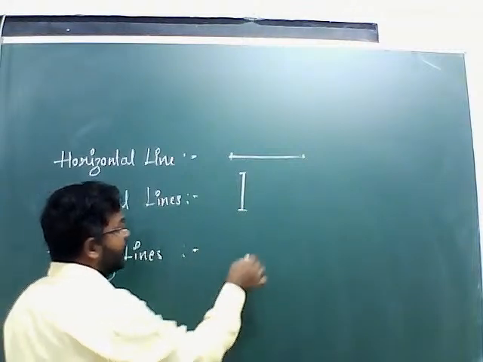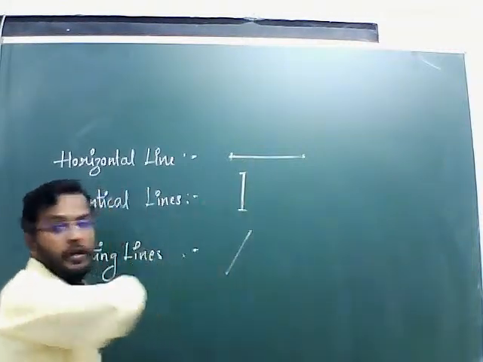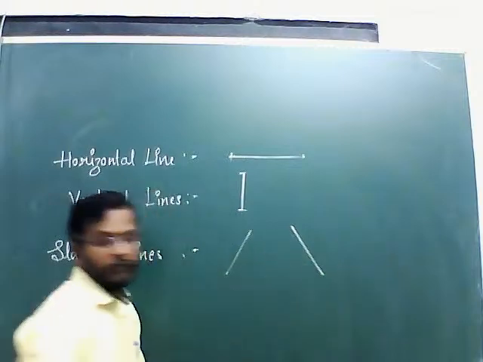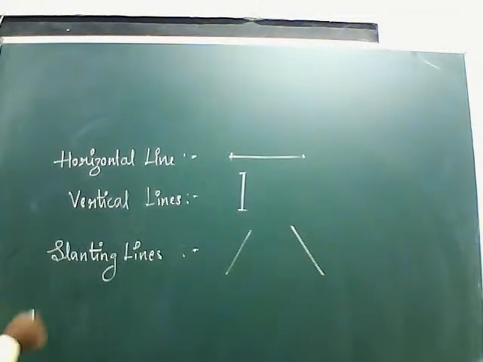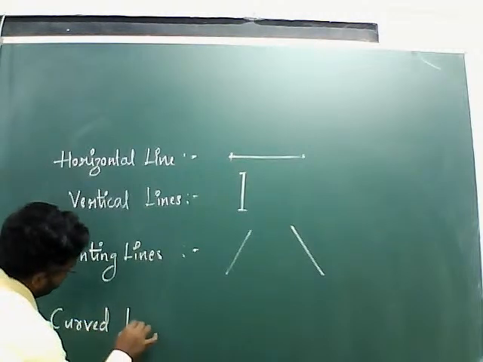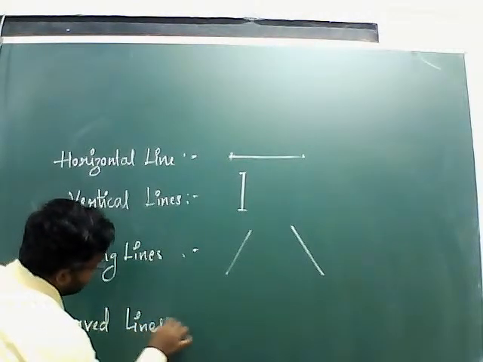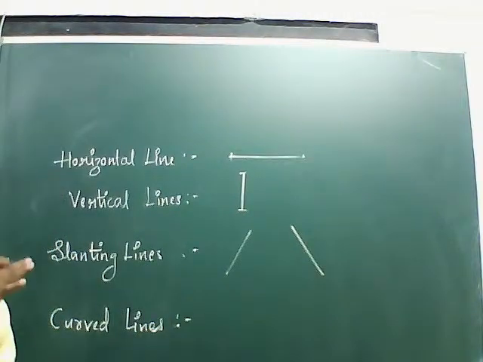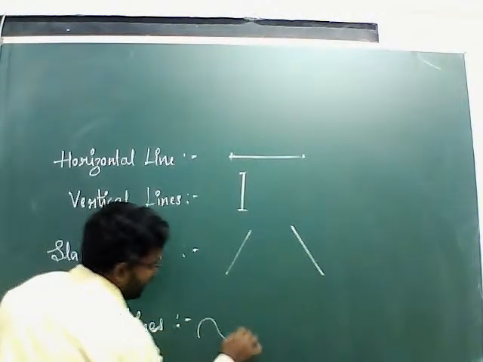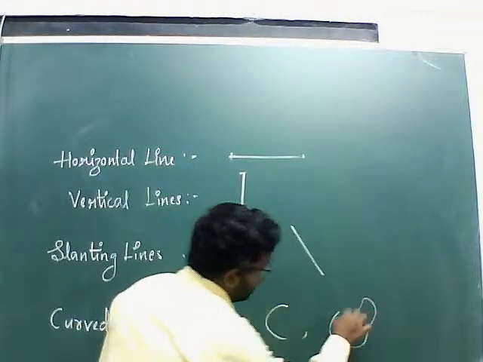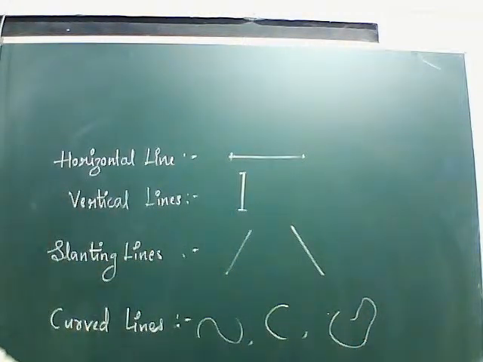Slanting lines means what? It will not be straight, and it will not be standing, so it will be crossed. And next we are going to go to curved lines. In case of curved lines, how will it be? It will not be straight. So it is zigzag, okay? Like this. So these are all examples of curved lines.